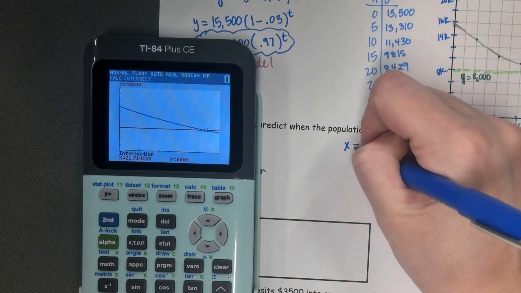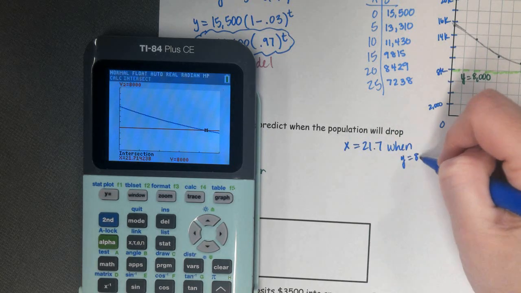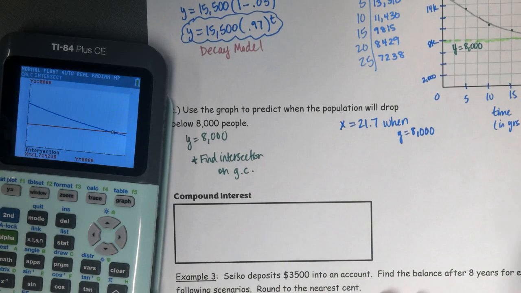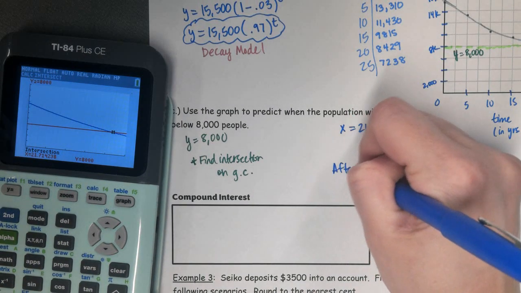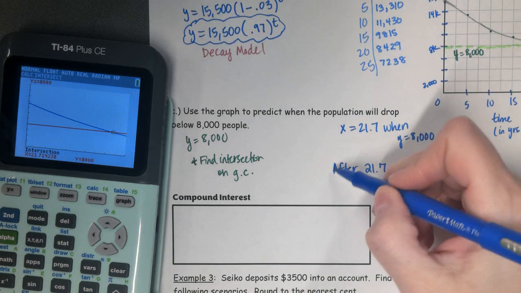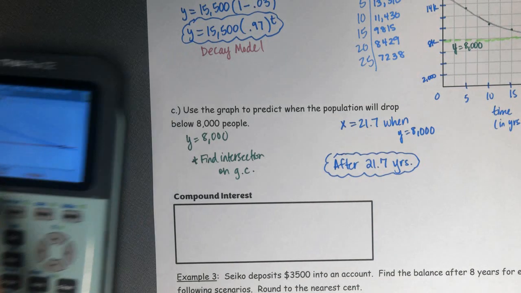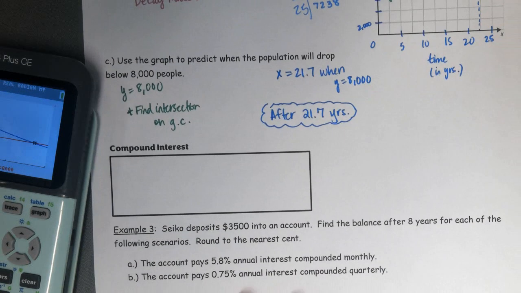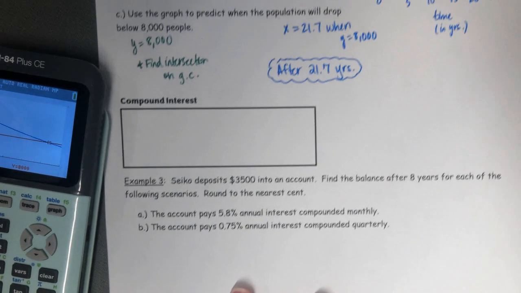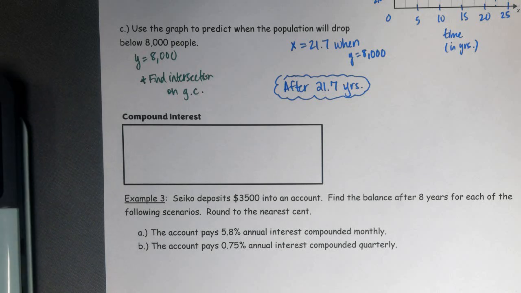Okay, so x is 21.7 when y is 8,000. It says when will it drop below? So you're just going to say after 21.7 years. Because it's saying when will it drop below, not when will it be 8,000. If it was when will it be 8,000, it would be approximately 21.7 years. Alright, any questions for me on that?